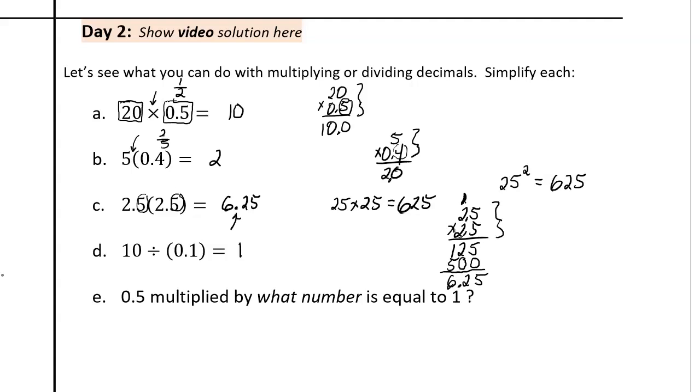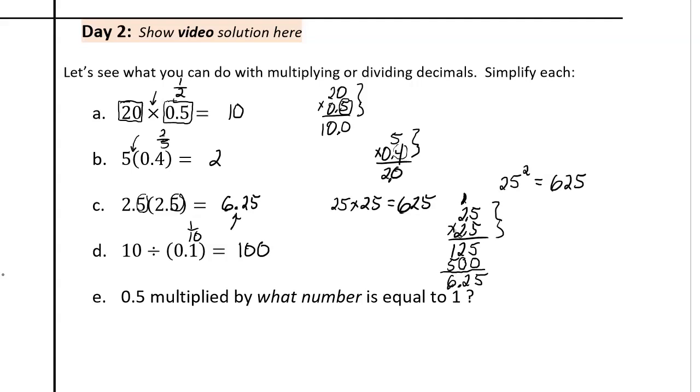I know that the answer is 100. Does thinking of the decimal 0.1 as a fraction help you to mentally do the problem? 0.1 is 1/10. 10 divided by 1/10 might be something that you can do in your head, especially if you understand that dividing by a fraction is the same thing as multiplying by the reciprocal of the fraction. Dividing by 1/10 is equivalent to multiplying by 10 over 1. This problem is the same thing as 10 times 10 over 1, and that's 100.